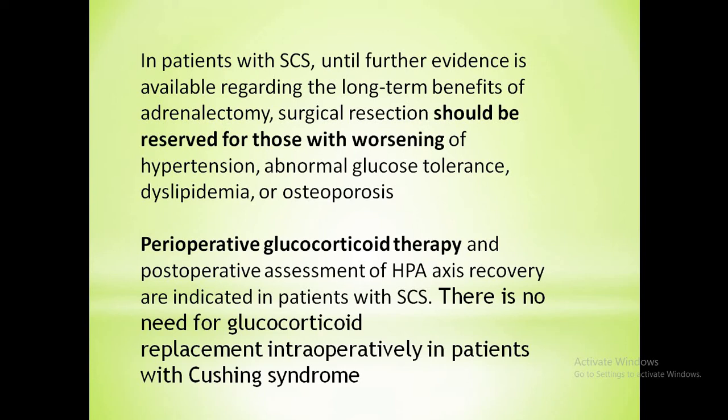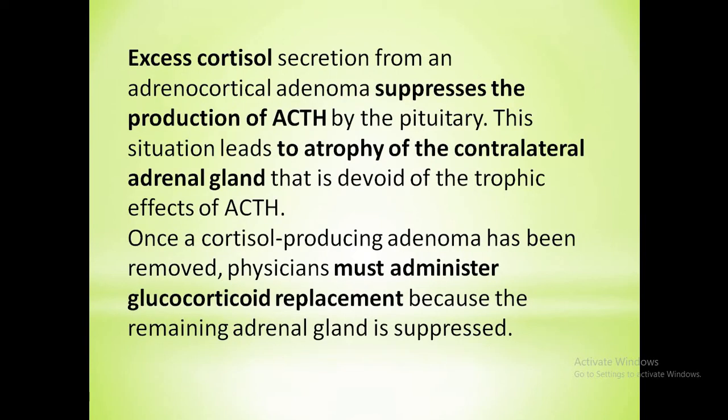So you have to give perioperative glucocorticoid therapy and do the postoperative assessment of the HPA axis in patients with SCS. But there is no need for glucocorticoid replacement intraoperatively in patients with Cushing syndrome. So why do you need this perioperative glucocorticoid replacement?